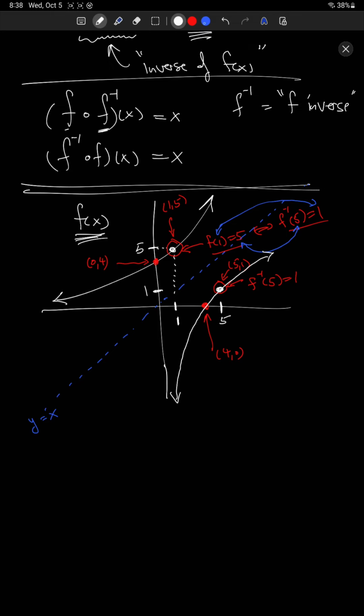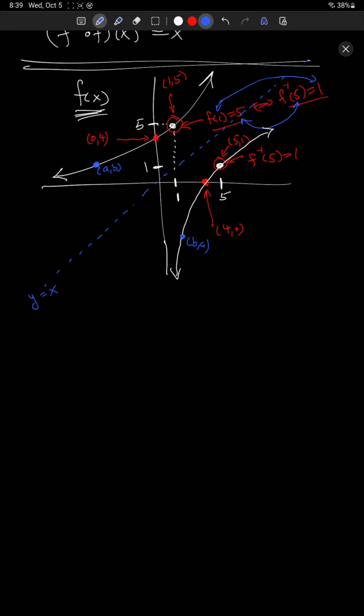And this flip across y equals x exactly flips every point. Let me call it a comma b here. It flips it to the opposite side right there, b comma a, right? So what that means is the graph of f inverse is just going to be the graph of f, except flipped across y equals x. All right, so this guy here is the graph of f inverse of x. Okay, so that's my reasoning for why it is.